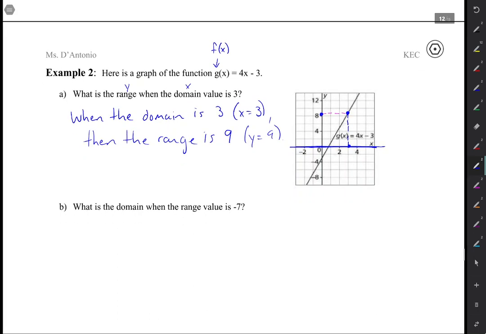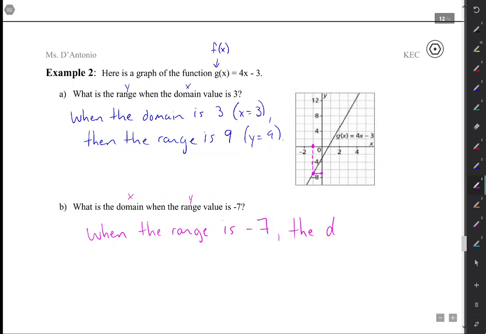And again, let's do the same thing, but this time they give us the range. So it's asking, what is the domain when the range is -7? So if we look at our graph, the range is the y values and the domain's the x. So let's look at where y is -7. So that would be at this point. Oh, sorry, no, not that point. It would be right here. And if we follow that to our graph, it hits right there. So if we follow that up to the x-axis, we are at -1. So we'll say when the range is -7, the domain is -1. And we'll leave it at that.